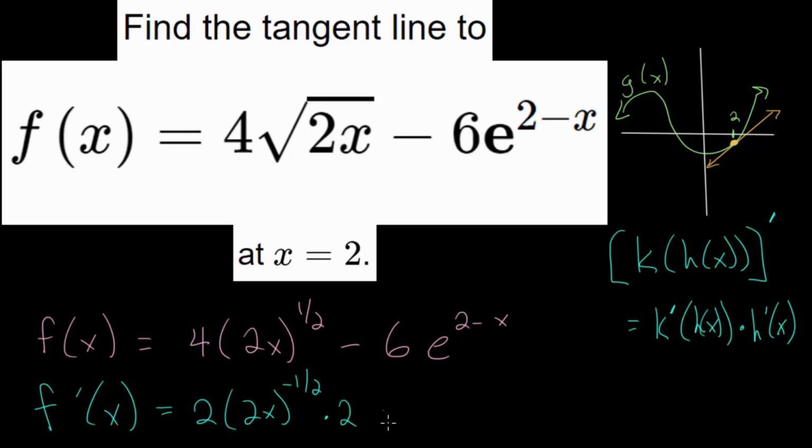Now we find the derivative of the second term. Again, the 6 will just carry along with us since it's a constant. The derivative of exponential functions are equal to themselves. We have e to the 2 minus x. Then we multiply by the derivative of the inner function, this function here. We're using the chain rule again.